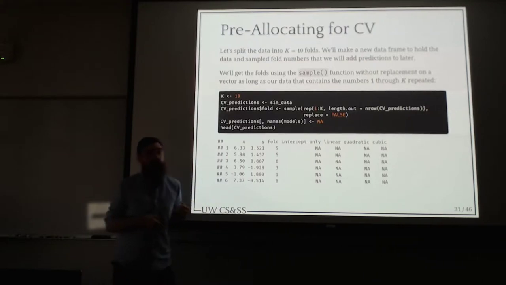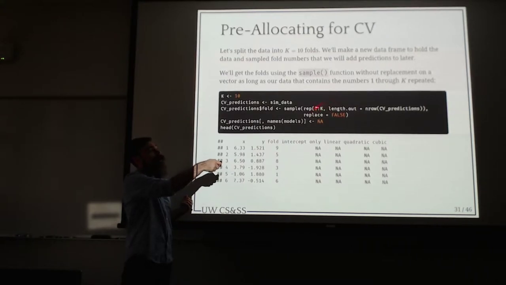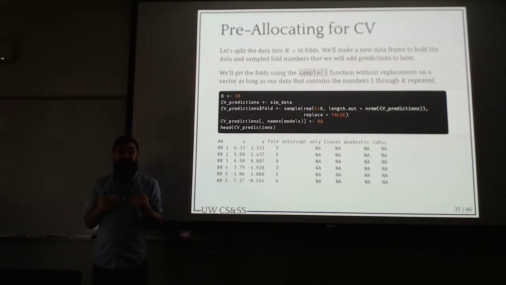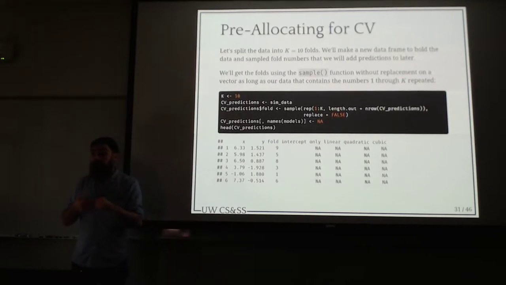And replace equals false. By doing replace equals false, I'm going to sample through this vector, which is the numbers 1 through 10, repeated sufficiently to be equal to the number of data. In this case, I think we started with 300 observations. This is 1, 2, 3, 4, 5, 6, 7, 8, 9, 10, repeated until it's length 300. Okay? I'm just going to sample from that vector until I run out of numbers. This is a complex-sounding way to randomly assign the number 1, 2, 3, 4, 5, 6, 7, 8, 9, or 10 to each element of our data set. There's going to be an equal number of 1s, 2s, 3s, 4s, 5s, 6s, 7s, 8s, 9s, and 10s, so that every fold is going to be the same size, but every observation is randomly assigned to a fold.